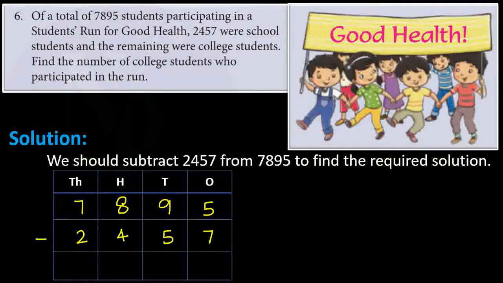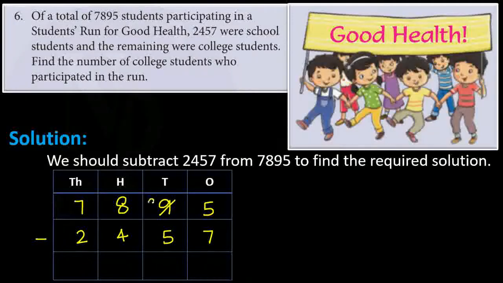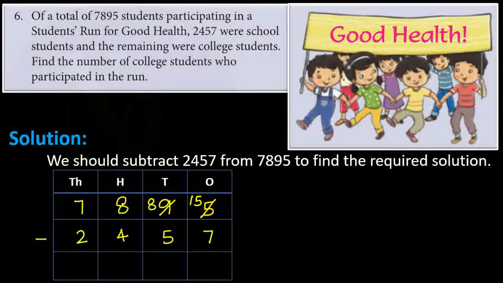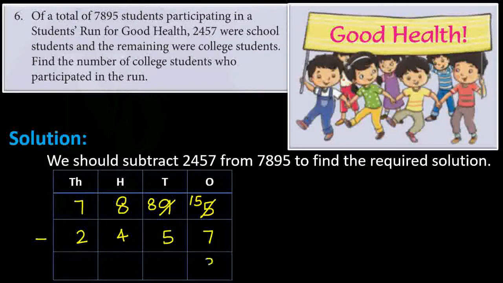The digit at the tens place is 9, which represents 9 tens. So now this becomes 8 tens. When we regroup, we will make it 8 tens, and we will borrow 1 ten to the ones place. So 1 ten is equal to 10 ones. 10 ones and 5 ones together become 15 ones. Now we will subtract 7 ones from 15 ones. When we subtract 7 from 15, we get 8 ones.